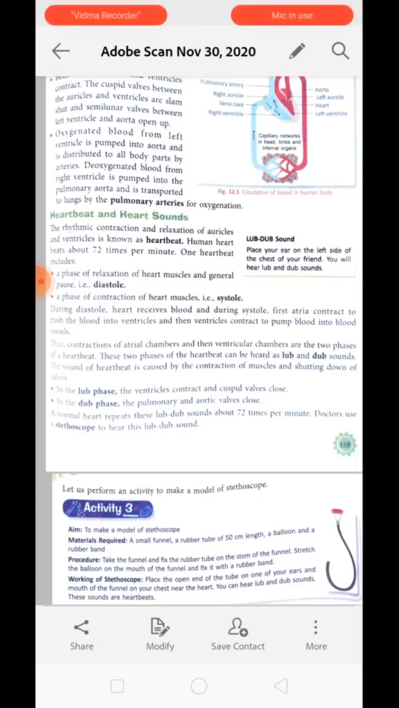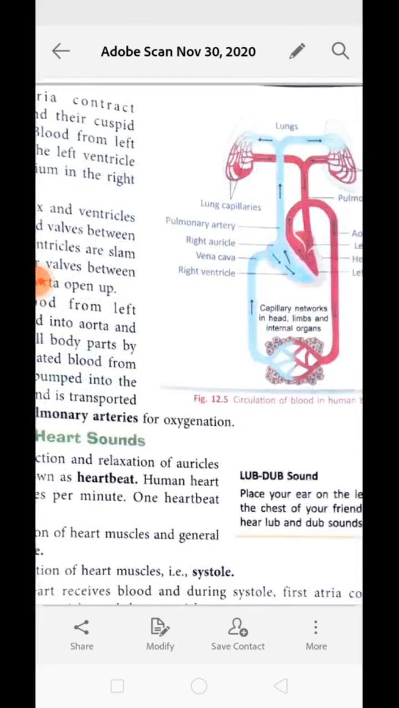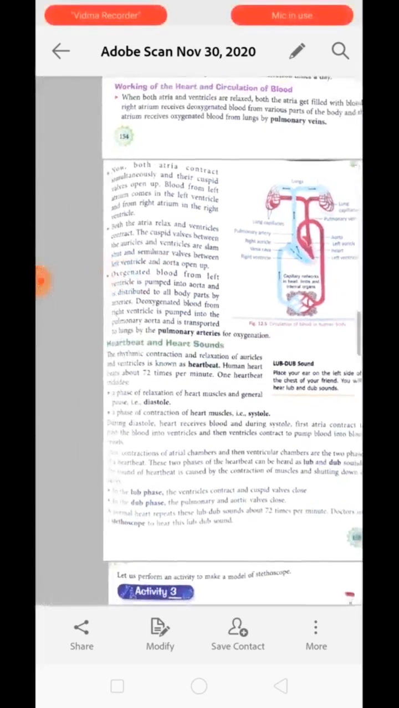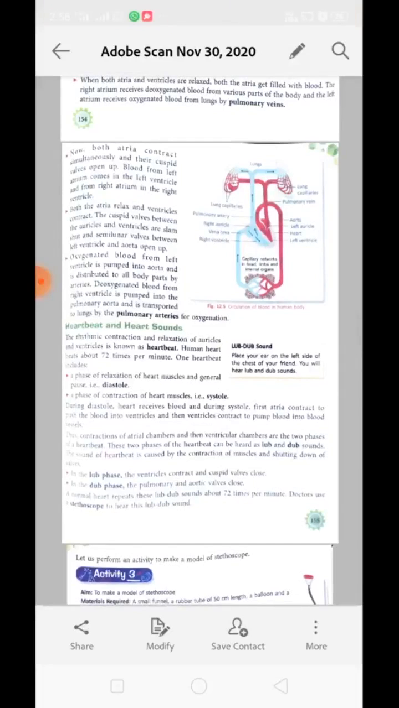This creates the opening and closing of the valves present in the heart, which creates a sound known as heartbeat. The human heart beats about 72 times per minute. One heartbeat includes one diastole and one systole. Now, what is diastole and what is systole?